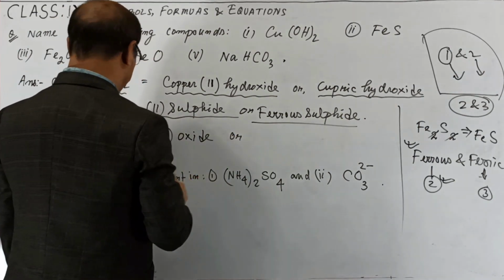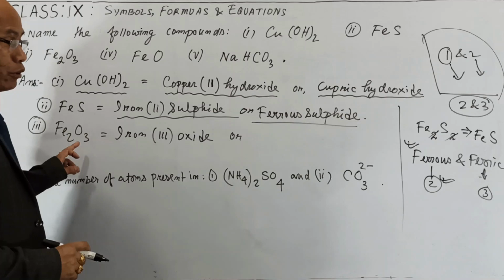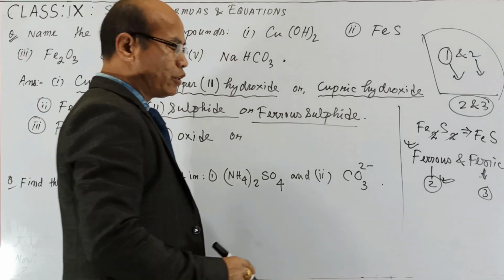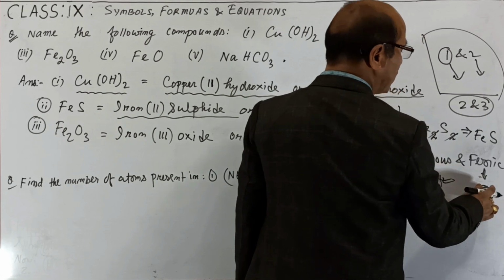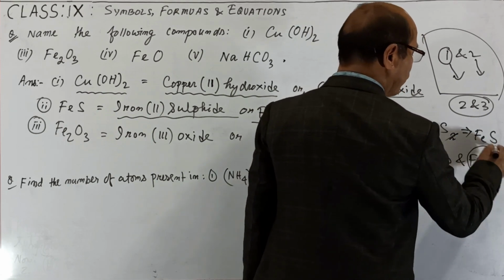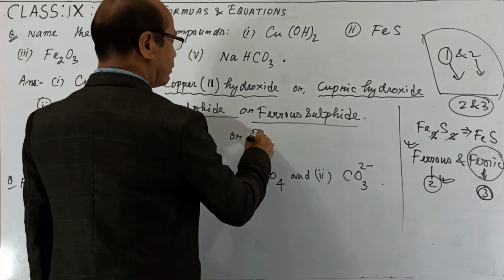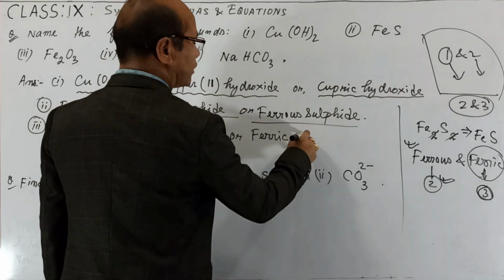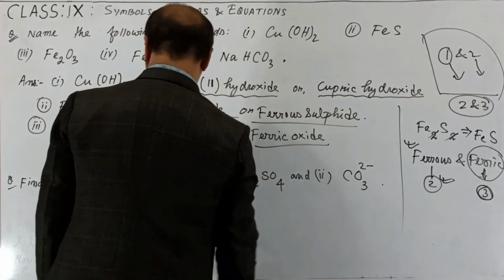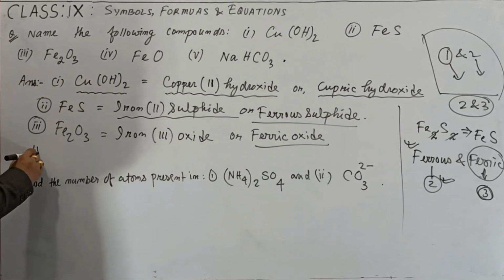Or another name is, since in this case the valency of iron we are using is 3, that means we are using the higher valency. If it is the higher valency, then we have to use the name ferric, not ferrous. So now how will you write it? Ferric, F-E-R-R-I-C, ferric oxide, like this. This is another name.